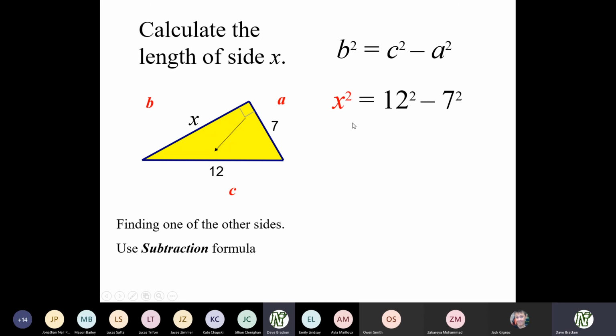So in your calculator, go 12 squared, take away 7 squared, and hit enter. Write down what X squared equals. And then use your square root key to figure out what X equals, because all you did was figure out X squared right now.